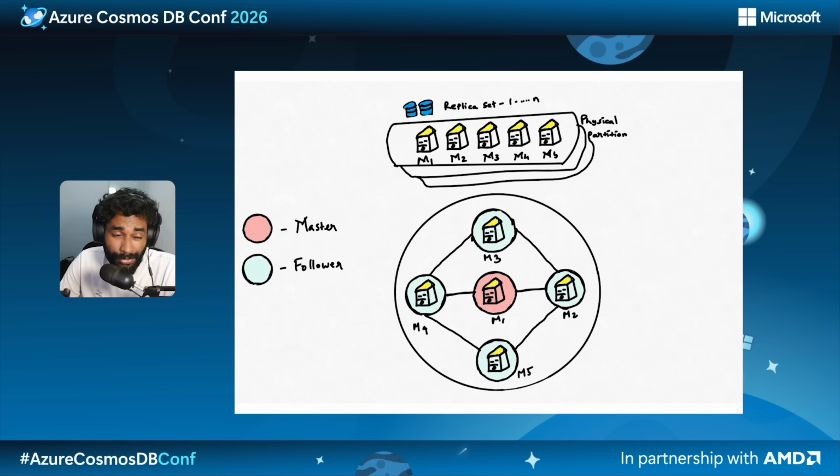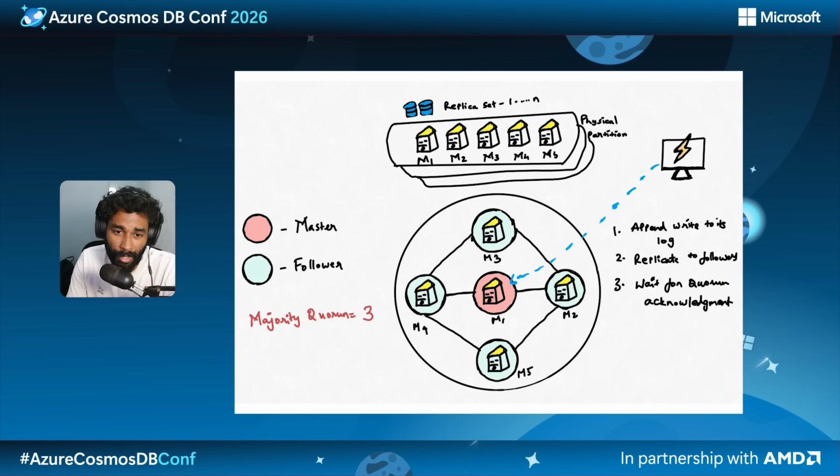And within each of these different replica sets, or a single physical partition, you could have one master node followed by other follower nodes. So when a write request comes to Cosmos DB, it is handled by the master node, and it appends the change to its own transaction log or write-ahead log, and the data is replicated to the followers.